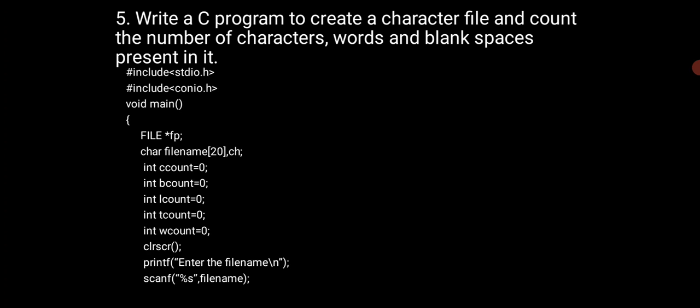Here we need some integer values: c count, which will count the characters, b count, which will count the blank spaces, l count, which will count the line numbers, t count, which will count the tabs, and w count, which will count the words. These are the counts we find in our program. Then we give clear screen. Clear screen will remove the old output; the output window will be cleared at the moment it is executed.